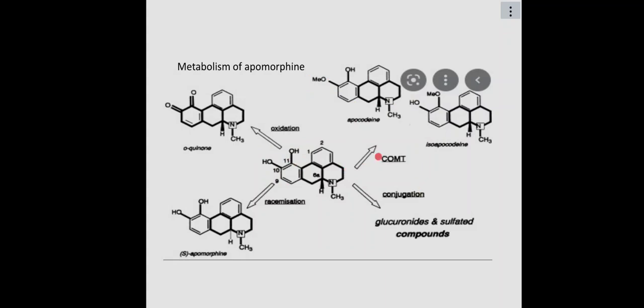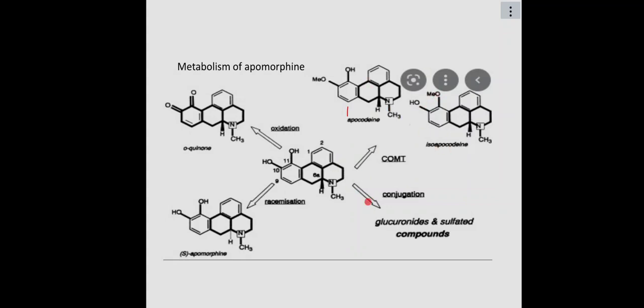You can get either the apocodeine. So you can see that's apocodeine. We're counting from here, 1, 2, 3. So remember codeine, just calling it the same names. Codeine is that form which has a methoxy group at position number 3. Or you can get the isoapocodeine, whereby now the methoxy group is at position 1, 2, 3, 4. That's the only difference. You can either get the apocodeine or isoapocodeine. That is the catechol methyl transferase.